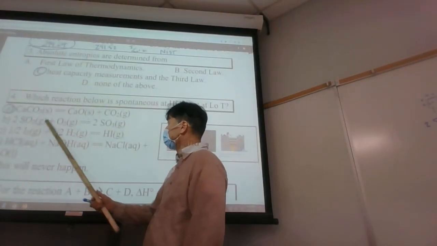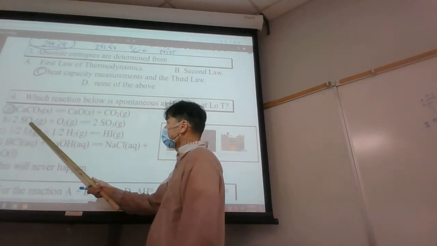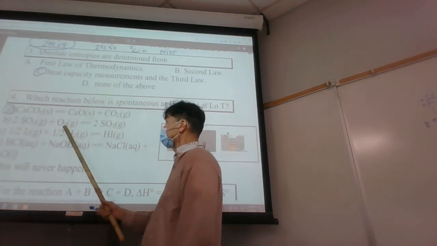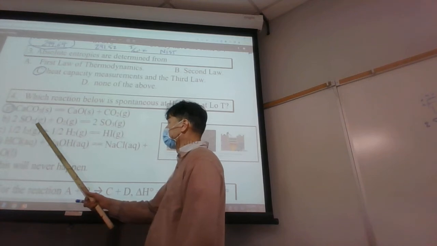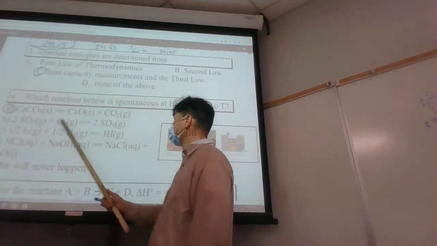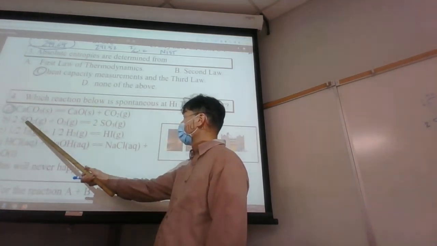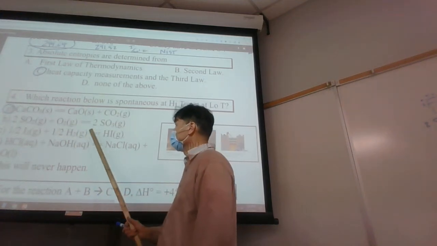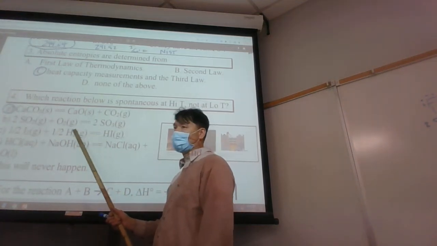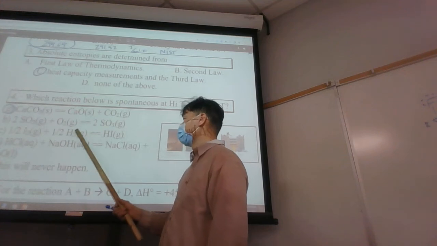Here, this is like a combustion reaction. We're combusting SO2 to SO3 using oxygen. So this is probably exothermic. But the entropy is going down here. And so when we look, we have 3 moles of gas going to 2 moles of gas. So if we increase the temperature, that makes this less favorable because delta S is negative.